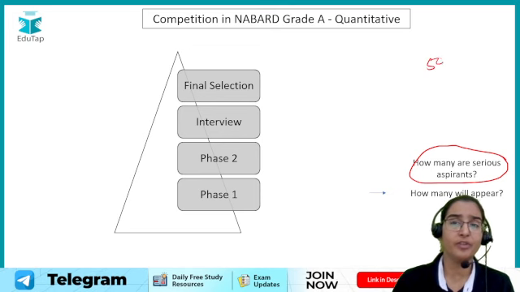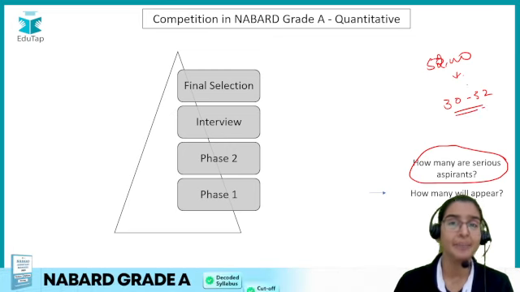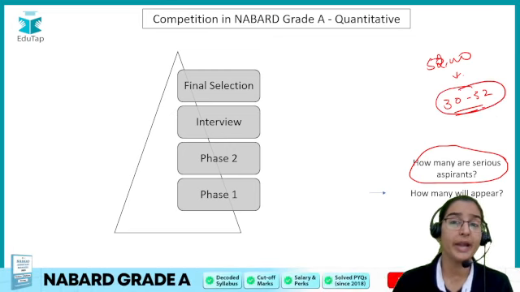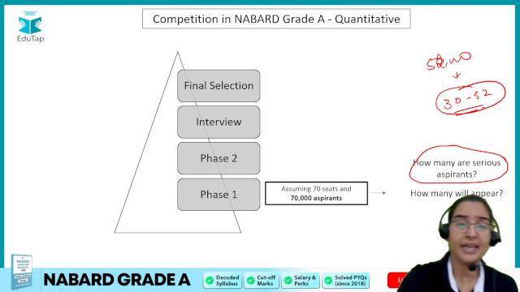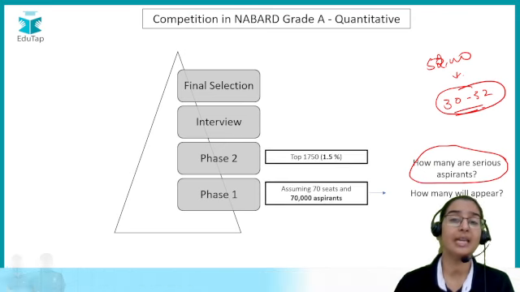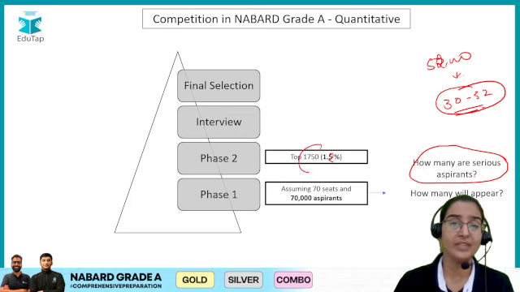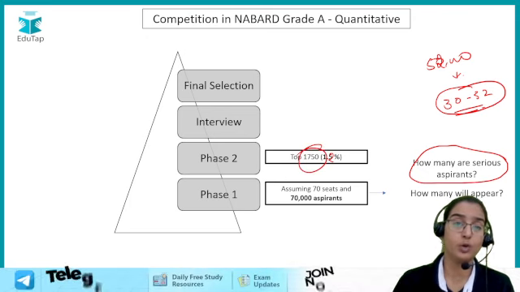Because out of the 50,000 or 52,000 people, as we have seen in the trends, even if we reduce 20,000 people, close to 30 or 32,000 people might have appeared in the exam. They might have actually gone to write the exam. Now students, as I have told you, only 2.5%, that is only 1750 people, will be able to clear the phase 2 exam.